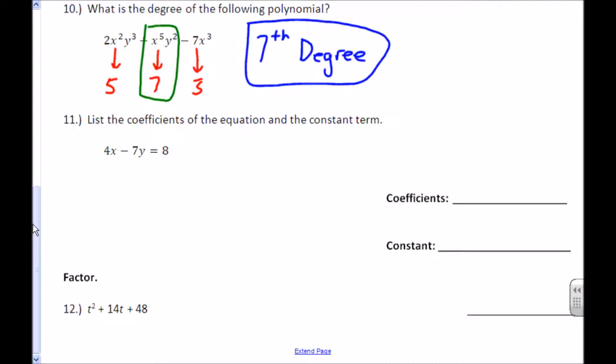This one, it says to list the coefficients of the equations and the constant term. Remember, coefficients are the numbers that we list in front of the variables. And the constant terms are numbers without variables, numbers that stand alone. Okay, so for this one, the coefficients are 4 and -7. The 4 is the coefficient with the x. The -7 is the coefficient for y. And then the constant term is the 8. And that's it.